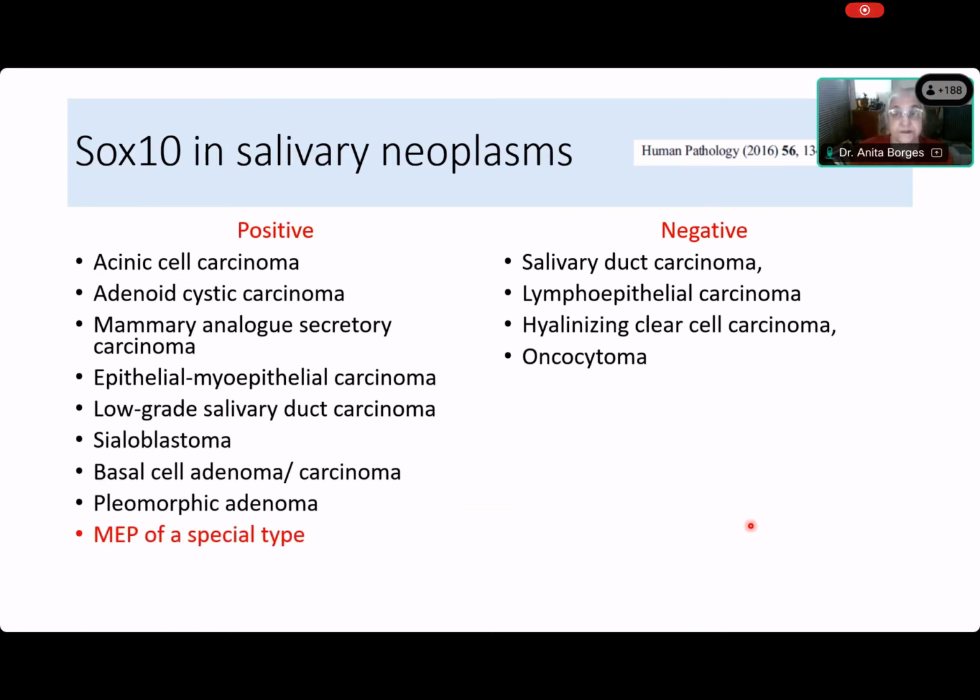What about SOX10? I think it's very important to know where SOX10 is never expressed. It's not expressed in salivary duct carcinoma, in lymphoepithelial carcinoma, in hyalinizing clear cell carcinoma, and in oncocytoma. Where is it expressed?